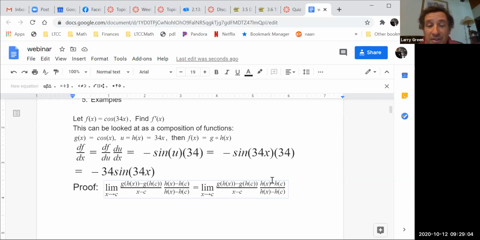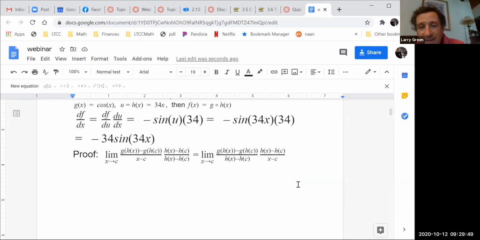The whole point is I wanted to introduce this h of x minus h of c over h of x minus c. I'm just going to switch h of x minus h of c, and I'm going to put that one in the first denominator. And then in the second denominator, I'm going to have x minus c. Nothing magical. And that is to make it look more like df over du times du over dx. Any questions on that idea so far? Okay, so it's an easy step, but an important one.